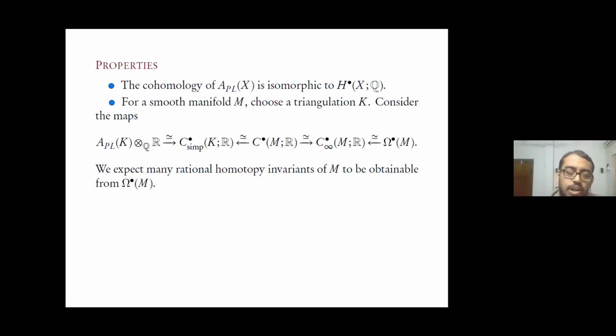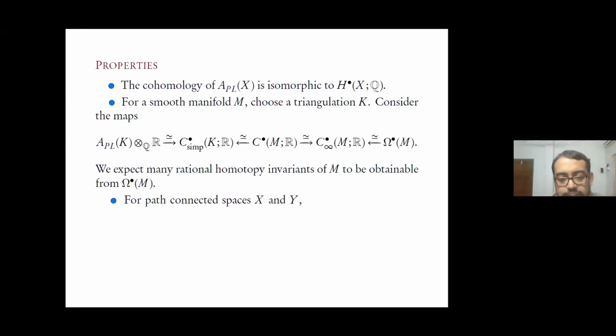Okay, so one expects that we can hope to extract rational homotopy invariants of M instead of obtaining it from here because of this zigzag. Maybe try to obtain it directly from the differential forms. And maybe we'll talk about that in the last lecture a little bit.